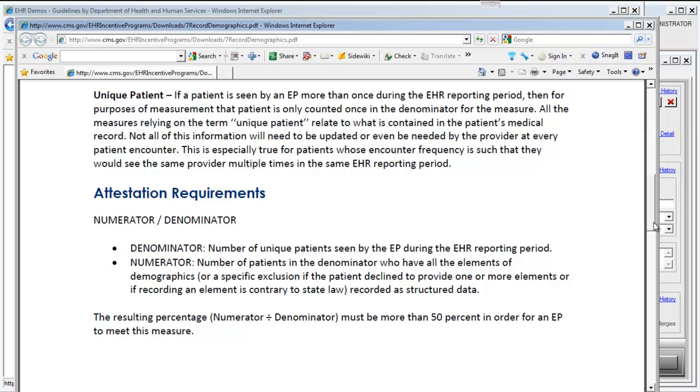The denominator for this measure will be all of the unique patients who've been seen by the provider during the 90-day reporting period. And the numerator will be those patients who have all of the elements documented as structured data, meaning every single one of those 5 components: preferred language, gender, race, ethnicity, and date of birth. And the measure, of course, is 50% or more have to be documented in order for you to meet this measure.